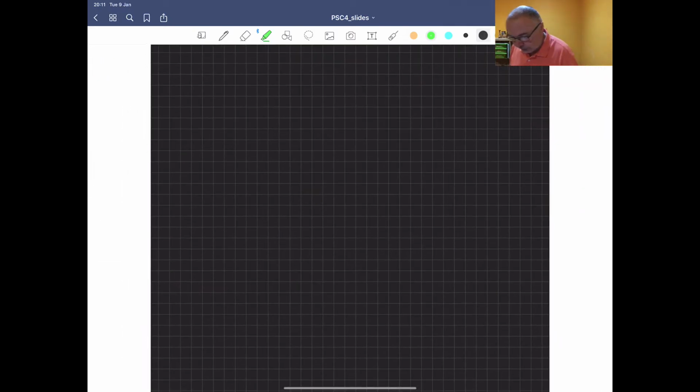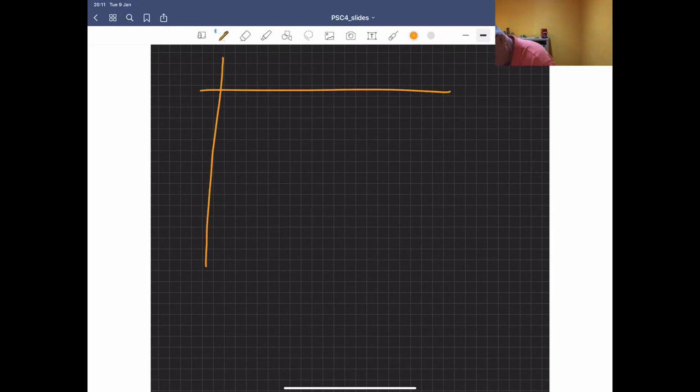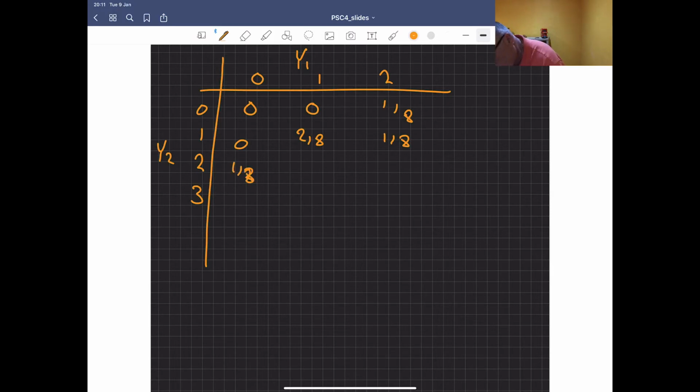So first of all, to remind you, let's draw up our bivariate probability mass function. So we've got y1 as 0, 1, 2, and we've got y2, which is 0, 1, 2, and 3. And we had 0, 0, an eighth, 0, 2/8, an eighth, an eighth, 2/8, 0, an eighth, 0, 0.